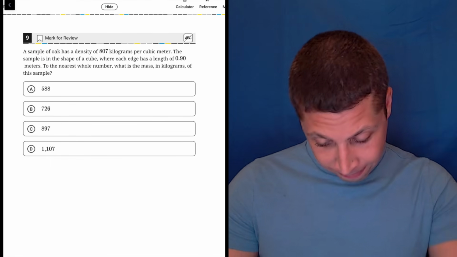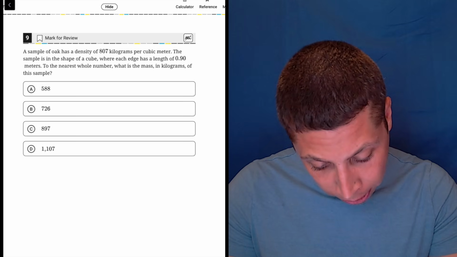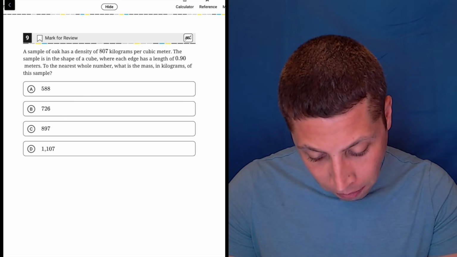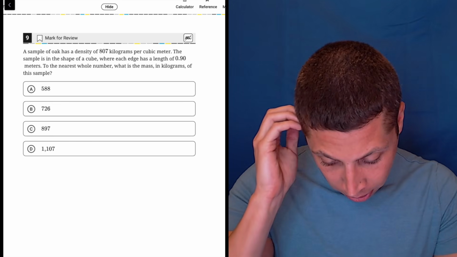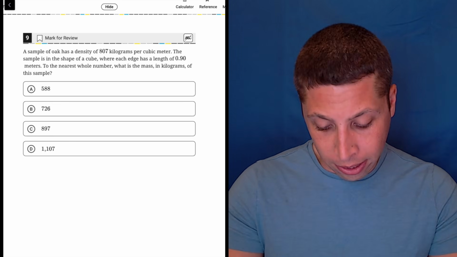9. A sample of oak has a density of 807 kilograms per cubic meter. The sample is in the shape of a cube where each edge has a length of 0.9 meters. To the nearest whole number, what is the mass in kilograms of the sample?